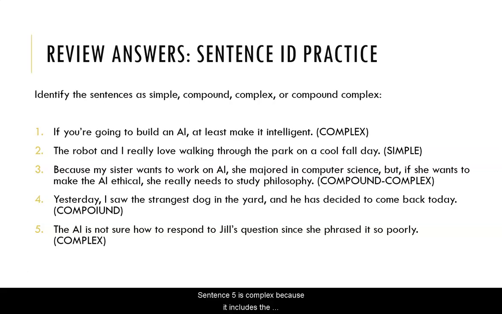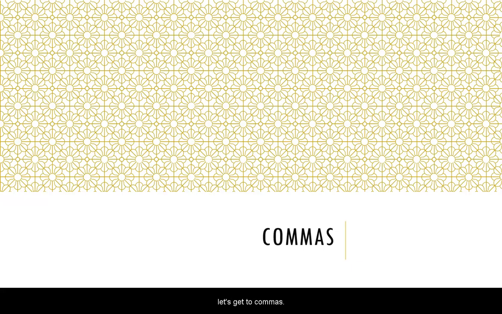Sentence 5 is complex because it includes the dependent clause since she phrased it so poorly. Notice this dependent clause comes at the end of the sentence rather than at the beginning. Alright, now let's get to commas.